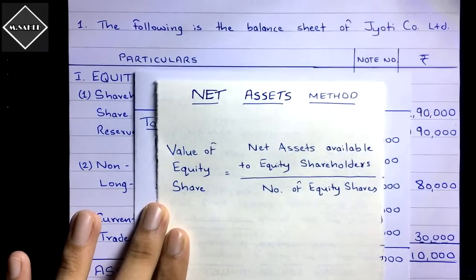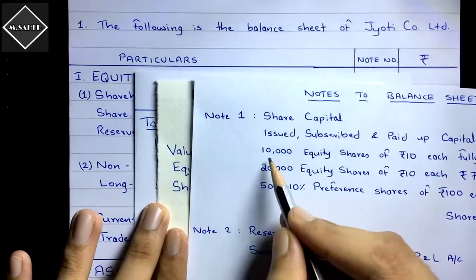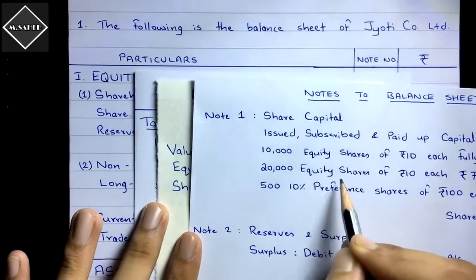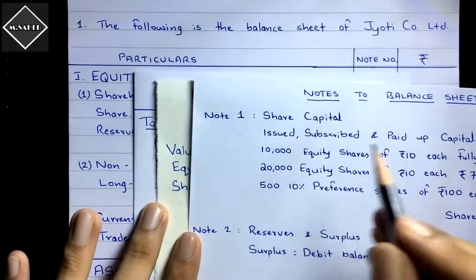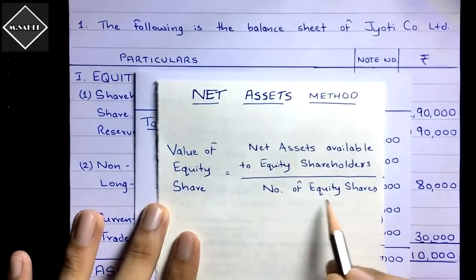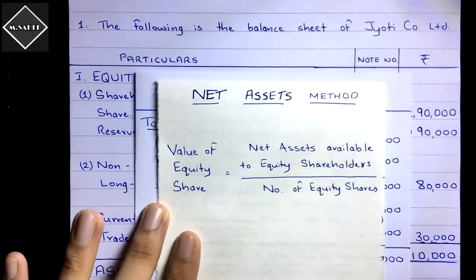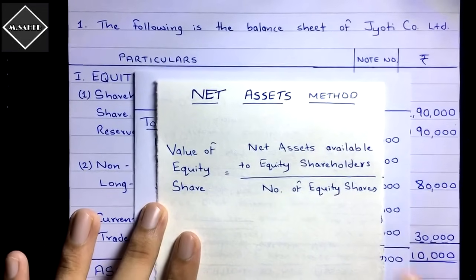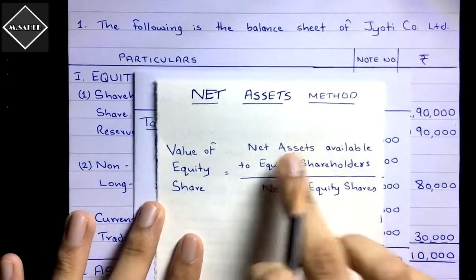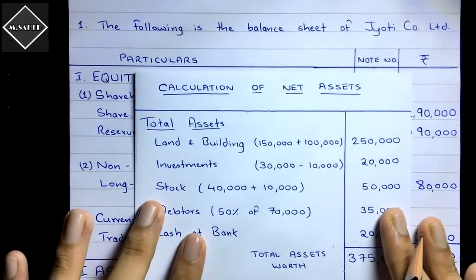We have the number of equity shares. See, 10,000 equity shares and 20,000 equity shares, so that is equal to 30,000 equity shares. So we have got the number of equity shares, that is 30,000, right? But we don't have net assets. We have to calculate the net assets, right? So this is how we are going to calculate the net assets.